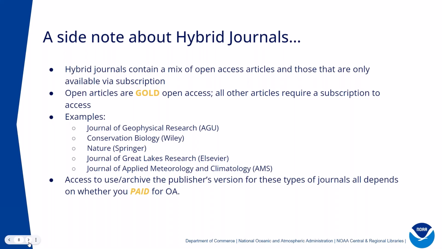Journal of Geophysical Research, Nature is the big one that everyone is familiar with, Journal of Great Lakes Research, Journal of Applied Meteorology and Climatology through AMS. These are all considered hybrid journals, where you could pay for open access, the gold route, or you could not. So that's what a hybrid journal is. It's a hybrid of paying for open access and paying subscriptions to access the rest of the content.